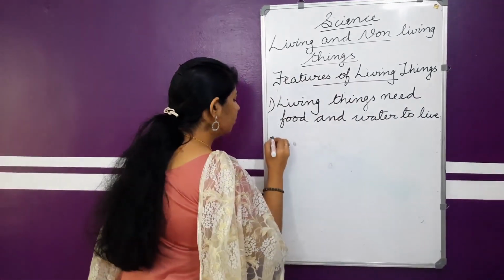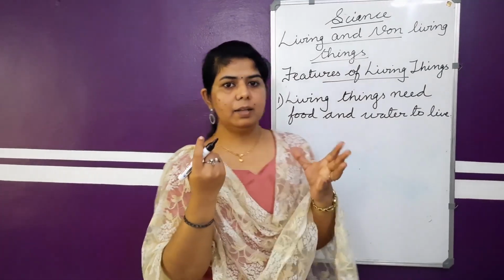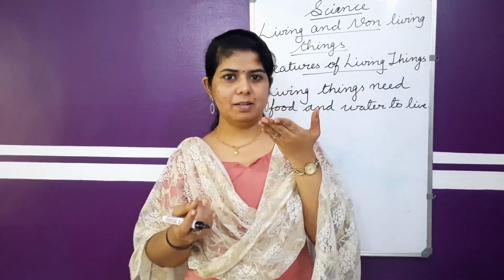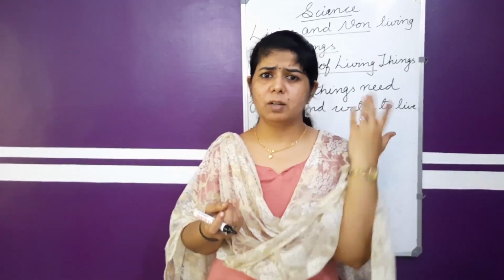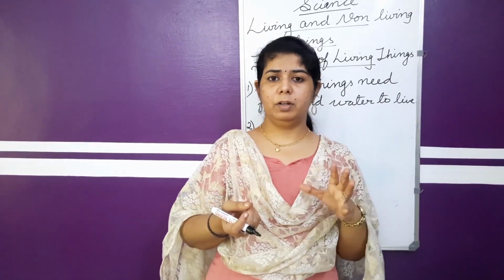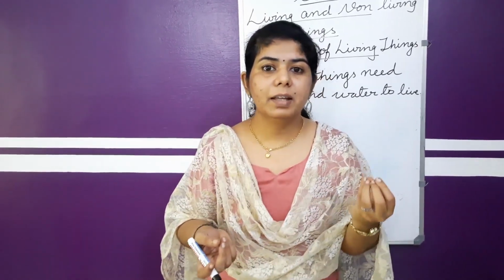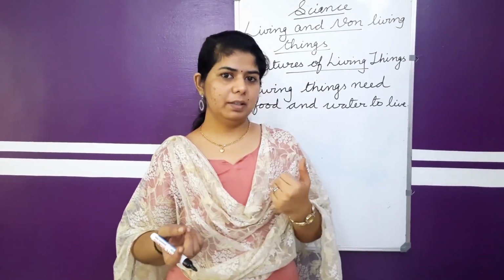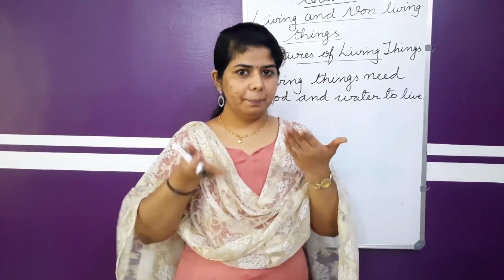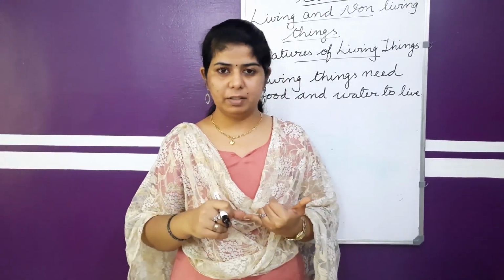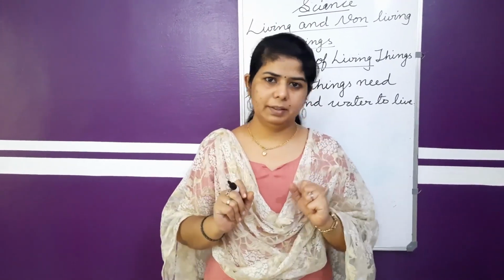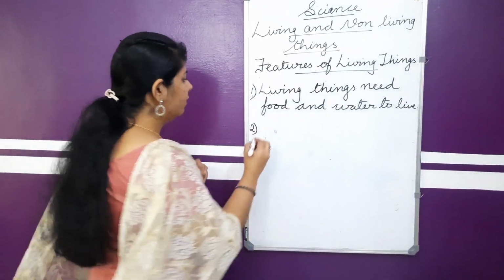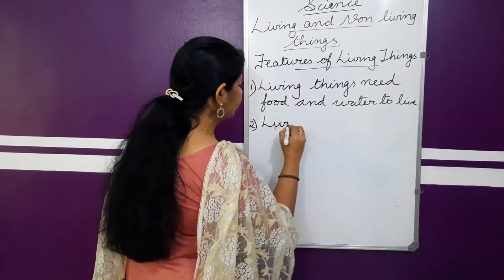The second one, as we have said, another unavoidable thing for the living thing, is air. So what is the second one? Second specialty, what will they do? Living things breathe. They need air to breathe in. So, living things breathe. That is the next specialty of the living things. The second one is living things breathe.